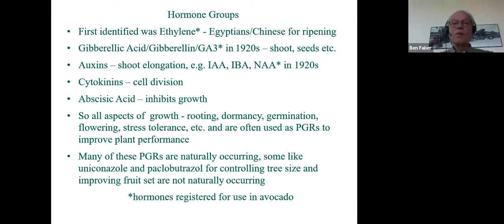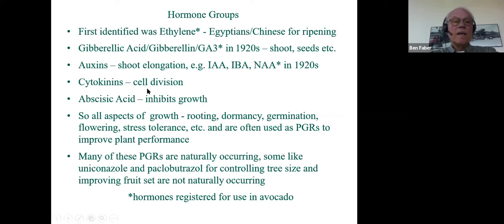GAs were identified in the 1920s in Japan because they found that certain plants, rice plants, grew differently, and they identified this hormone, GA1, as affecting plant growth. Auxins have been around for a long time. Again, identified in the 1920s. We've heard of indole acetic acid and indole butyric acid and naphthalene acetic acid. Turns out the materials here that have the asterisk, like NAA, naphthalene acetic acid, GA3, and ethylene, are all actually registered for use in avocado.